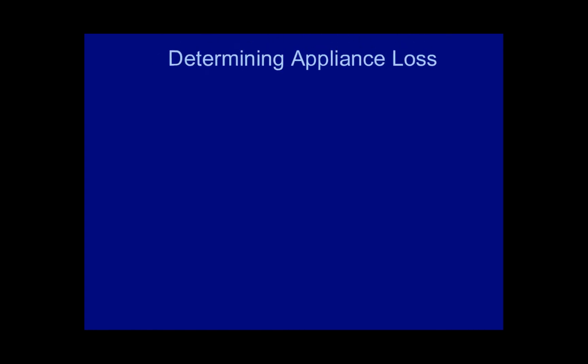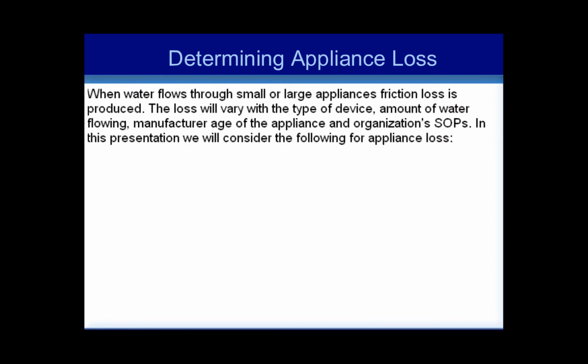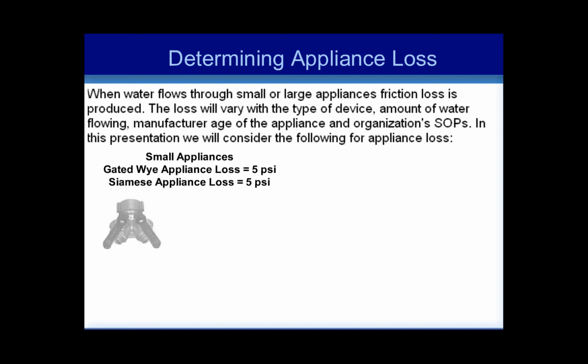Determining appliance loss. When water flows through small or large appliances, friction loss is produced. The loss will vary with the type of device, amount of water flowing, manufacturer, age of the appliance, and organization's SOPs. In this presentation, we will consider the following for appliance loss. Small appliances: a gated Y appliance loss equals 5 psi. A Siamese appliance loss also equals 5 psi.